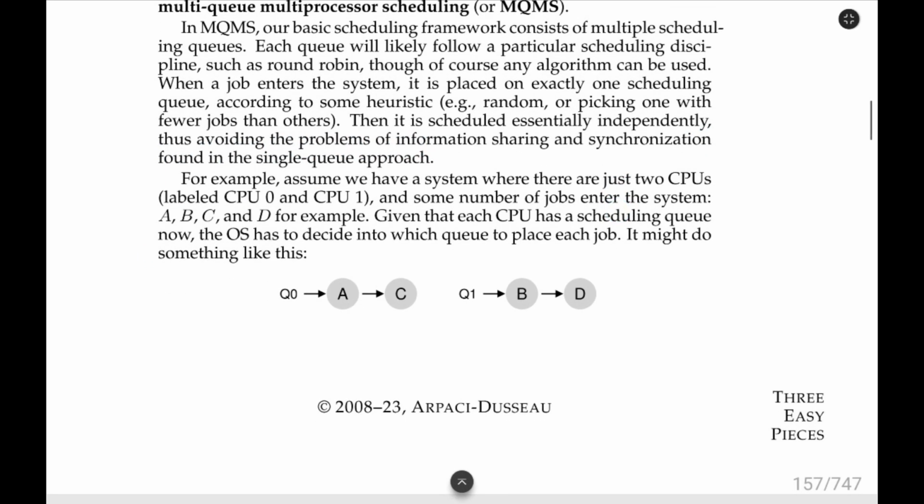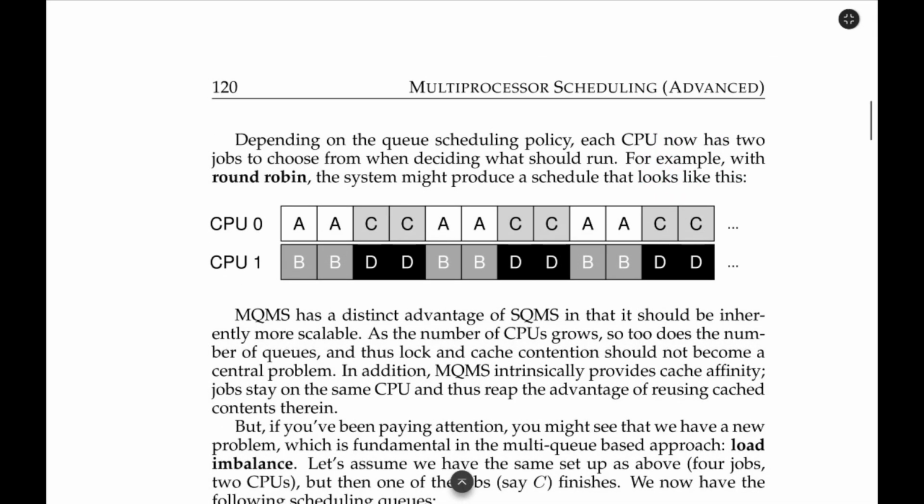For example, assuming that we have a system where there are just 2 CPUs, labeled CPU0 and CPU1, and some number of jobs enter the system, A, B, C, and D for example. Given that each CPU has a scheduling queue, now the OS has to decide which queue to place each job on. It might do something like this. Depending on the queue scheduling policy, each CPU now has 2 jobs to choose from when deciding what should run. For example, with round robin, the system might produce a schedule that looks like this.